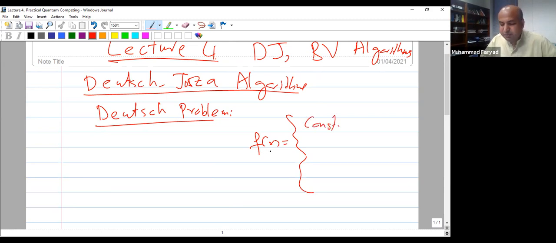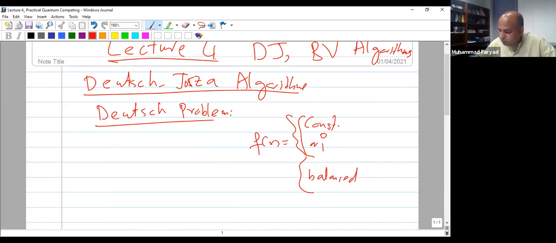and remember, we are only going to be working with the binary system. So all functions are on binary inputs and all outputs are binary outputs. So a constant means that the function's output is always 0 or always 1. That's the property of this function: it is either a constant. It doesn't matter if it is 0 or 1, but it's a constant, or it is a balanced function.